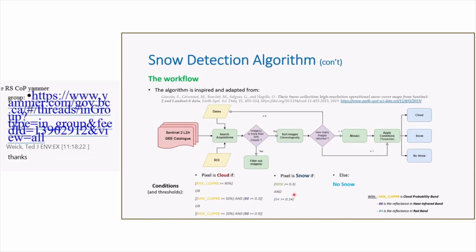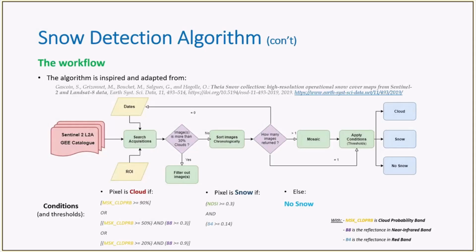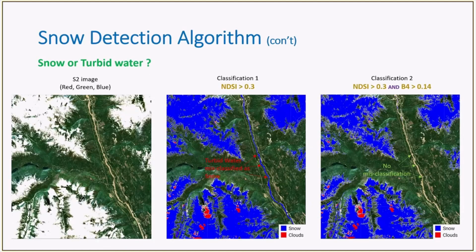Notice here that a red band threshold, band 4 in this case, is used along with the NDSI to detect snow. And the reason is that turbid water surfaces like some lakes and rivers may also have a high NDSI value and can be mistaken for snow. But since water has a low reflectance in the red band, it can be used to further distinguish between snow and water.